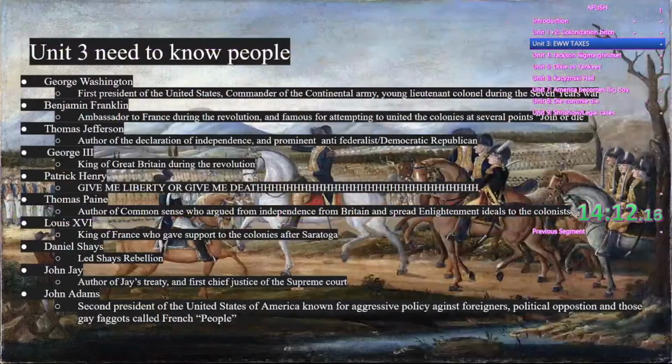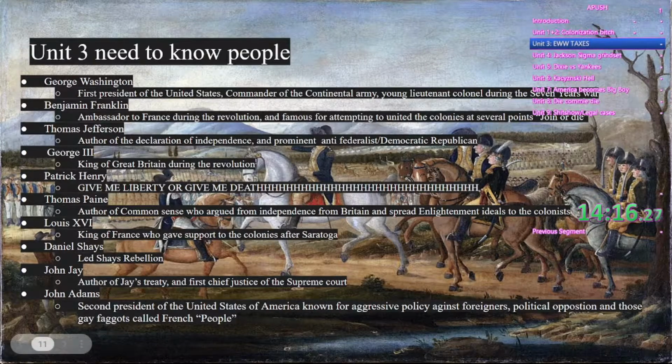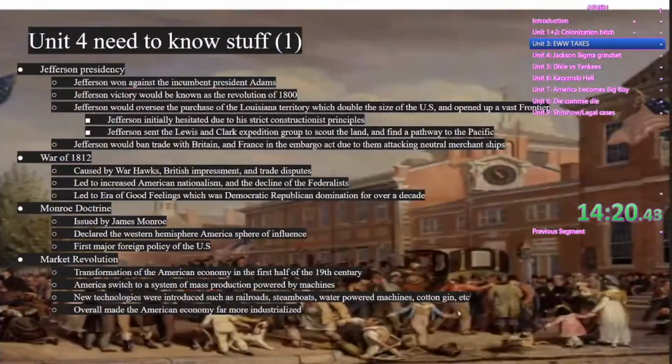Now, you need to know these people. I've already mentioned most of these. Unit 4, need-to-know stuff. One, presidency of Jefferson. He won against the incumbent president, Adams. His victory would be known as the Revolution of 1800 because it would basically be the end of Federalist power. Jefferson would oversee the purchase.